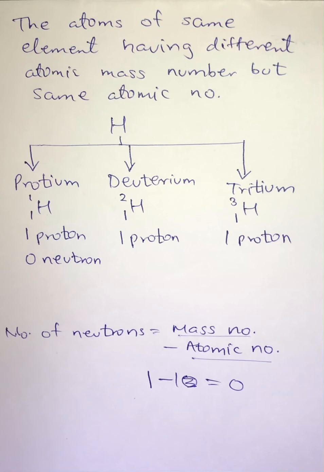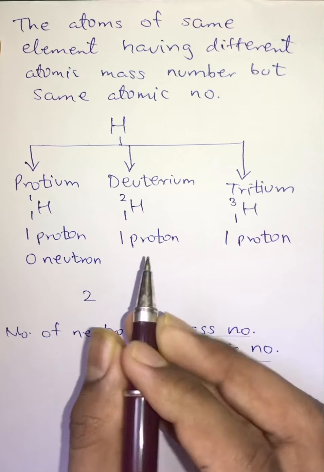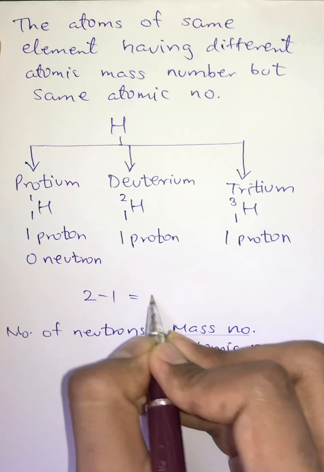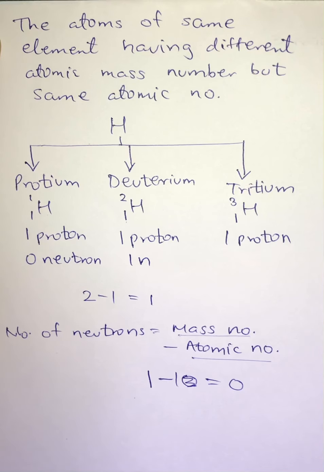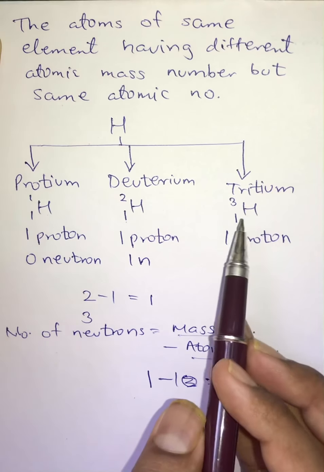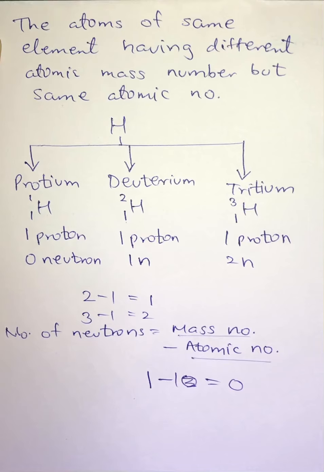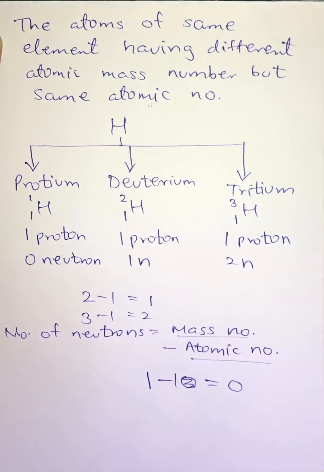Now let's understand in the case of deuterium. The mass number is 2, and the atomic number is 1. So 2 minus 1 will give you 1. So there is 1 neutron in deuterium. Now let's understand in the case of tritium. The mass number is 3, and the atomic number is 1. So 3 minus 1 is 2. So there are 2 neutrons in tritium. So this is the first definition which we have seen about isotopes.